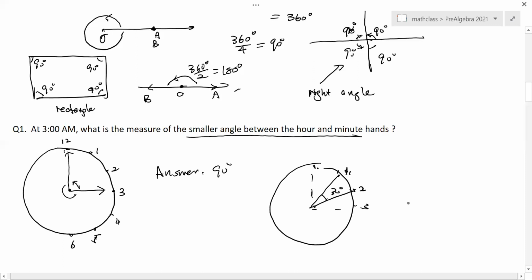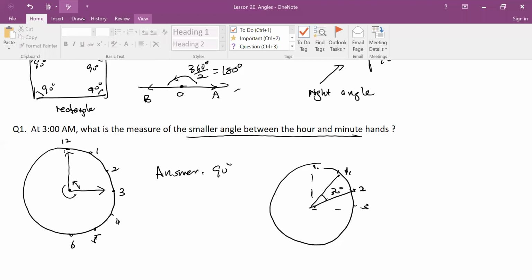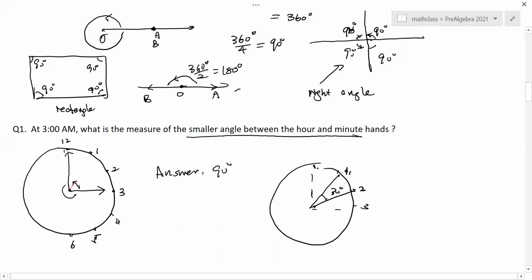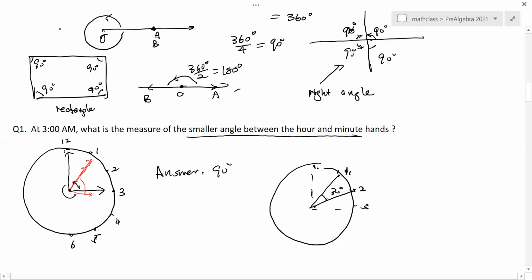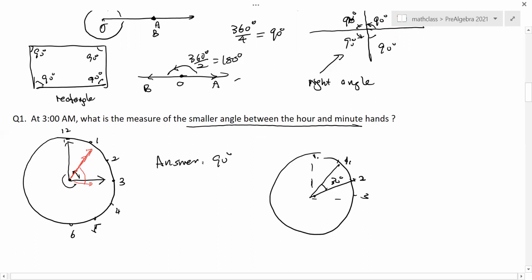Now imagine the minute hand rotates a little bit. If the minute hand rotates a little bit, then the hour hand also rotates a little bit, even smaller. So this angle, then it's harder to measure, right? So we're going to look at such a problem. We already studied the rate and the proportion, so we probably use that to solve the problem.